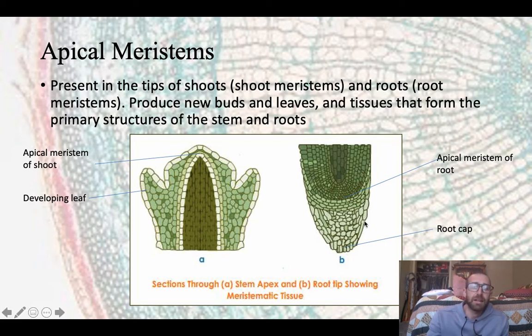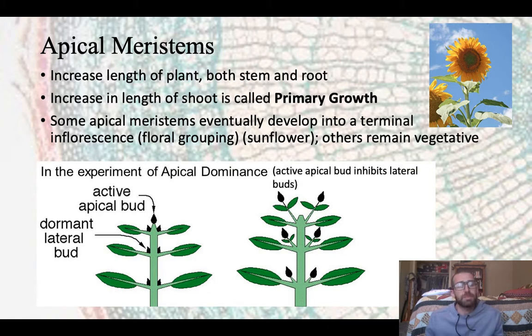So here, again, you can see here's our apical meristem, this is our shoot, and this would be our apical meristem at the tip of our root. With our roots, there's also a root cap, which we'll talk about next lecture, that just provides some protection of this meristematic region. So as I said, our apical meristems increase the length of the plant. That's our primary growth. Some apical meristems eventually develop into a terminal inflorescence, which would be a flower grouping, or a terminal flower. Others remain vegetative.